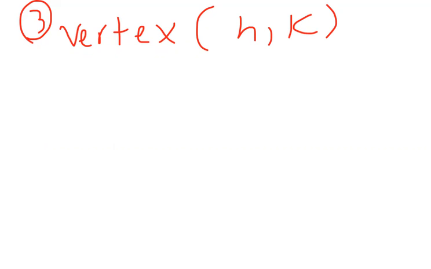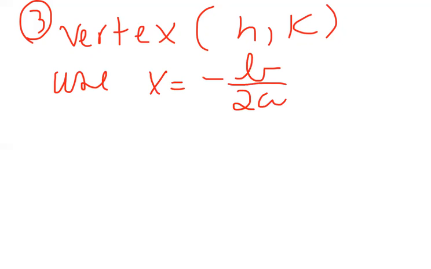So guys, here we are. We're finding the vertex. To find the vertex, we're going to use the formula x equals the opposite of b over 2a. Now, this will give us the x value. So this will help us to find the x value of the vertex, to find h.